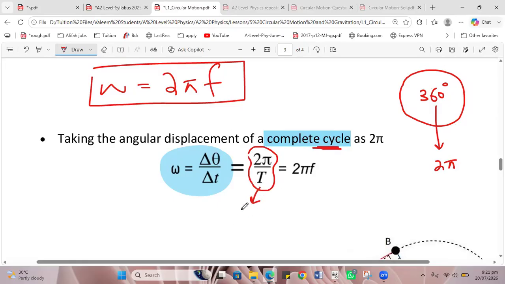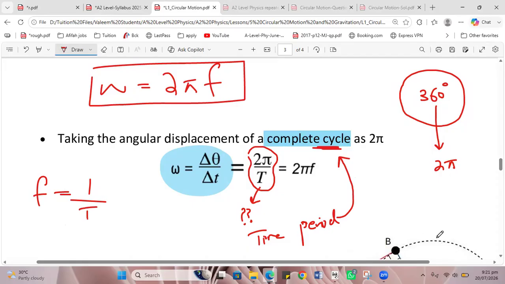Why did I make this as capital T? Because capital T in physics stands for time period. What is time period? Time period means the time taken for one complete cycle. Okay, also I hope you remember from AS and O levels, frequency is equal to 1 upon time period. So 1 upon time period, this is how it becomes 2 pi f.